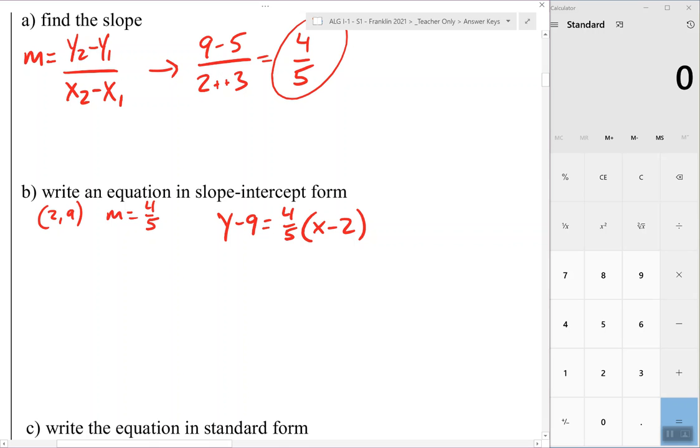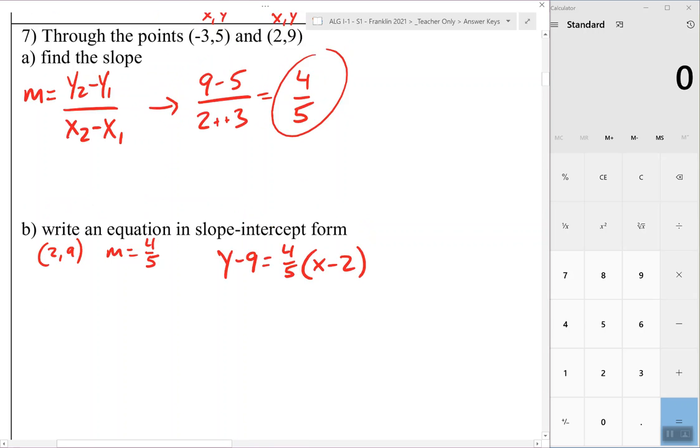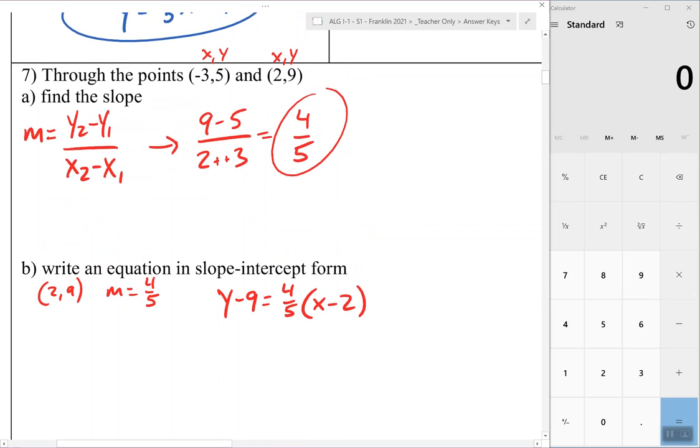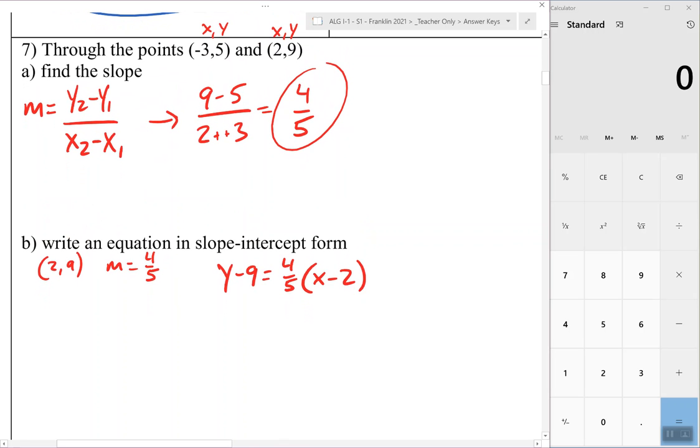And now we have to solve this one. Okay, so let's distribute that 4/5. So y minus 9 equals 4/5 x minus 8/5. Kind of awkward here, but not too bad really.